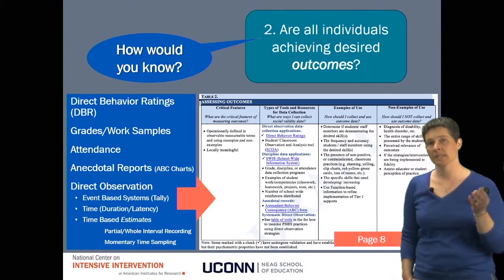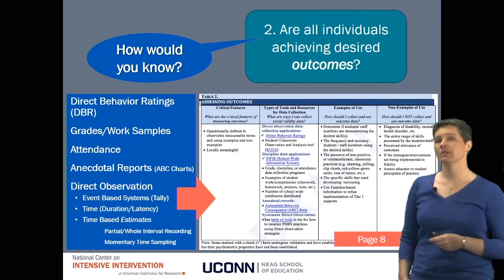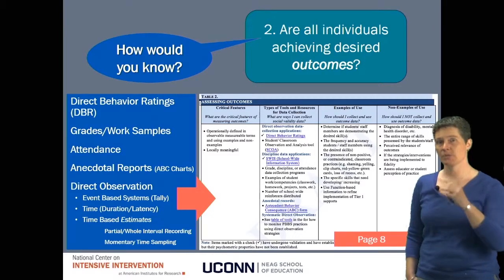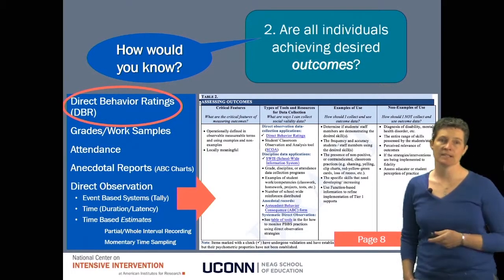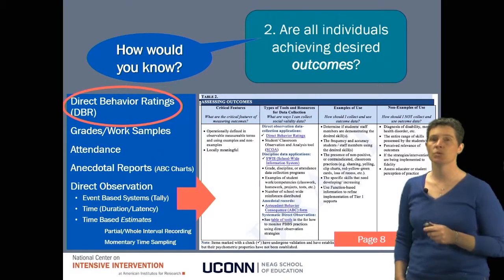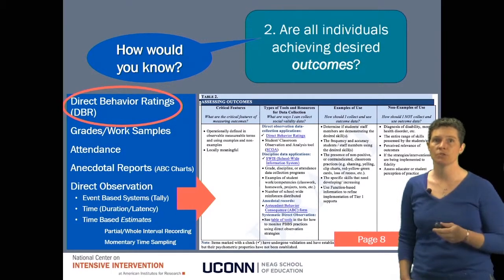You can look at attendance, you can look at anecdotal records, ABC charts, all of those different things that we've already talked about. One that we've not talked about is direct behavior ratings. And this is a really quick, easy tool that you can use to progress monitor student behavior over time.